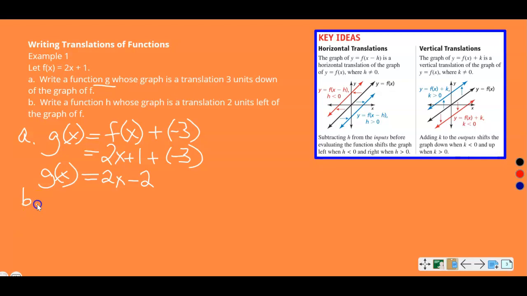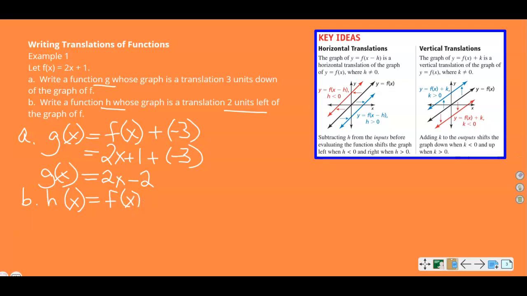All right, B part says write a function h. So we're going to have h of x, whose graph is a translation 2 units left. Okay, so this time it's going to be a horizontal translation. The last time it was a vertical translation because it went down. All right, this time it's going to go left. All right, so if it goes left, it's going to be minus h. So we're going to have f of x.